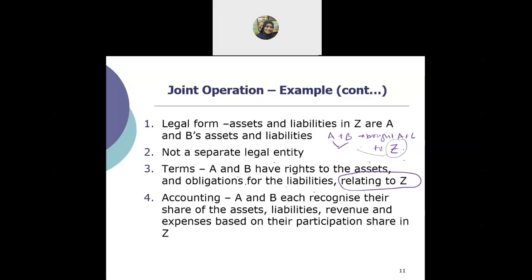So for the accounting treatment, A and B each recognize their shares of assets, liabilities, revenue, and expenses based on their participation shares in ZAC. So A and B are going to bring assets and liability into ZAC, and then they're going to use the assets together. When ZAC produces income or expense, then the income or expense is going to be shared between A and B.